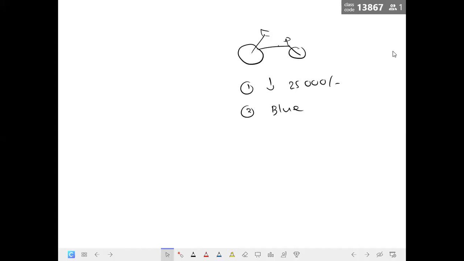I have got one answer. Okay, now my question is, if either condition, one condition is true from these two conditions, I am going to buy this bike. If both conditions are false, I am not going to buy.